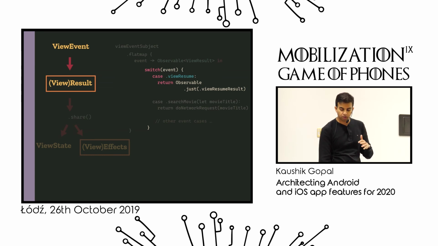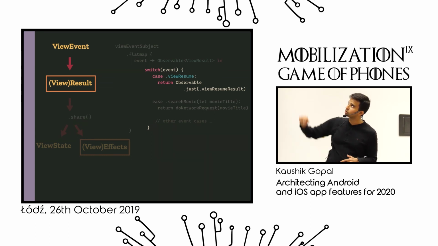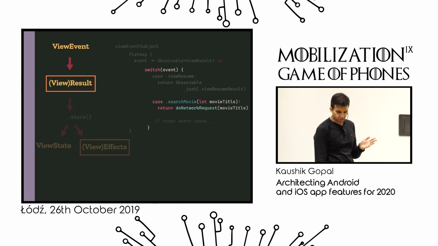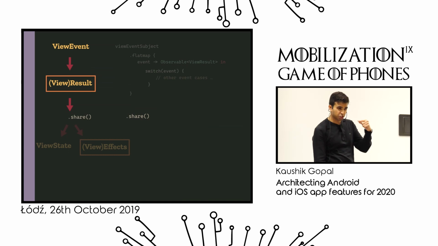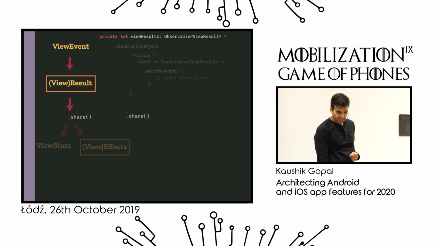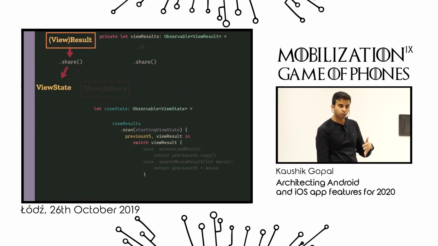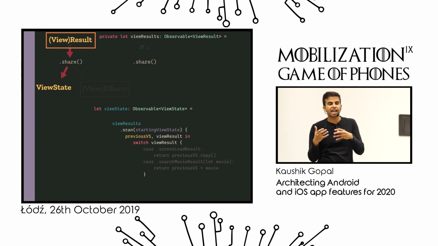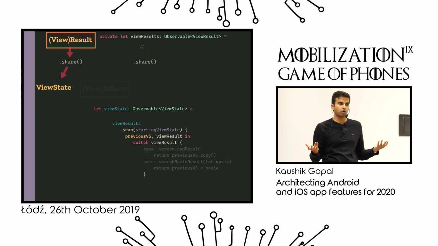This is again very simple code. Previously I was taking this and directly transforming these to view state. Instead, I'm wrapping them in a view result object. Again, this is just more code. I'm hitting a share. Now what I'm doing is making the stream reusable. So I have a private view results in my view model. I can take that, transform one side to view state. You've seen this code before. It's the exact same thing. You have to remember, view state is the one that needs this whole scan remembering the previous thing. View effects don't need this.